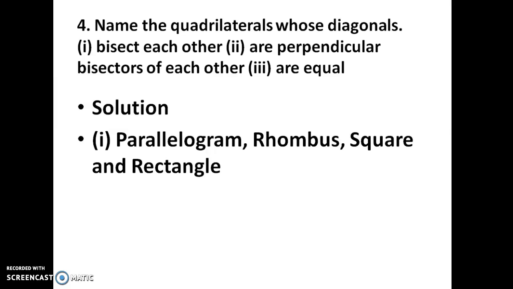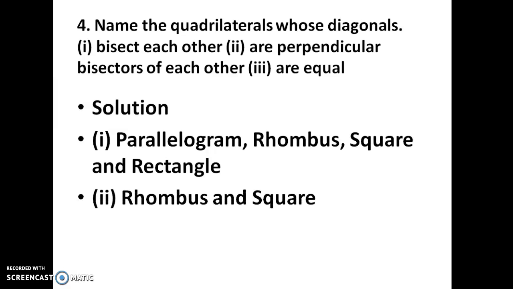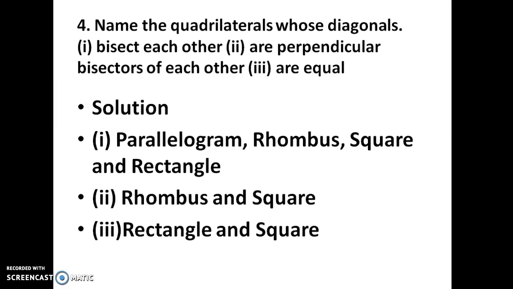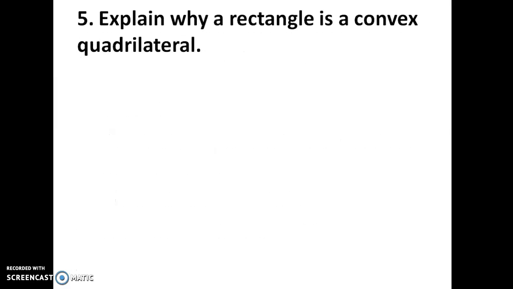Then diagonals are perpendicular bisector of each other. Perpendicularly it is going to bisect, that means rhombus and square. In that it will be perpendicular bisector. Then diagonals are equal. In which figure the diagonals will be of equal length? That means rectangle and square only you can have the equal length of diagonals.